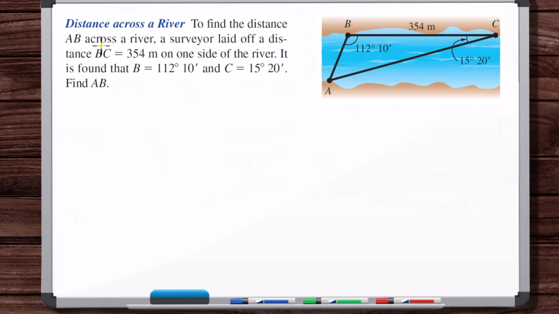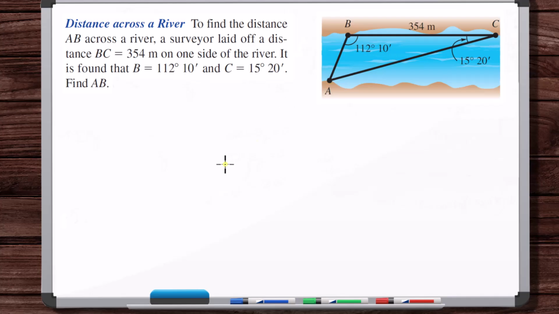To find the distance across a river, a surveyor laid off a distance, BC, of 354 meters on one side of the river. It is found that angle B is 112 degrees 10 minutes and angle C is 15 degrees 20 minutes. So find AB.